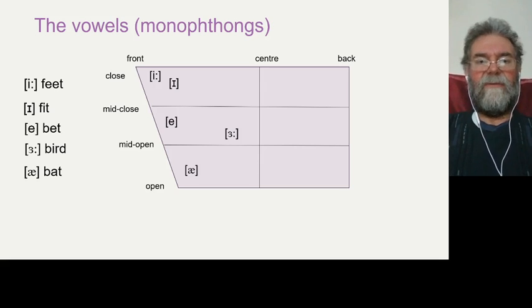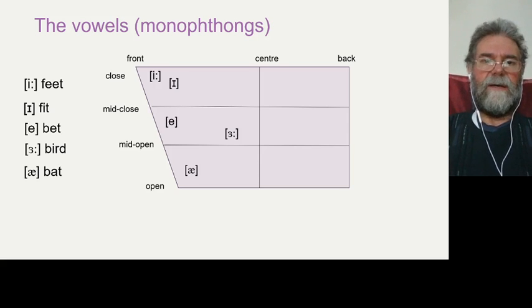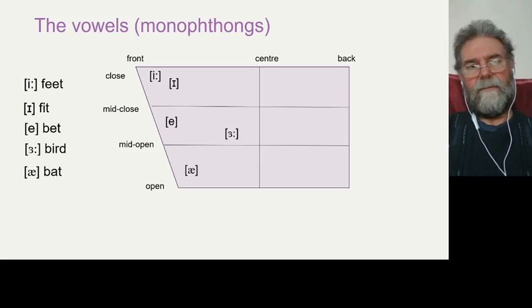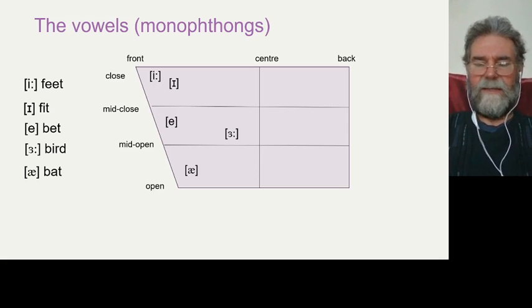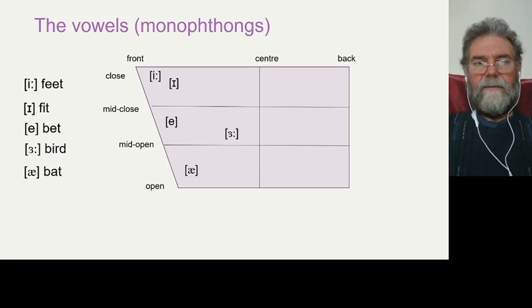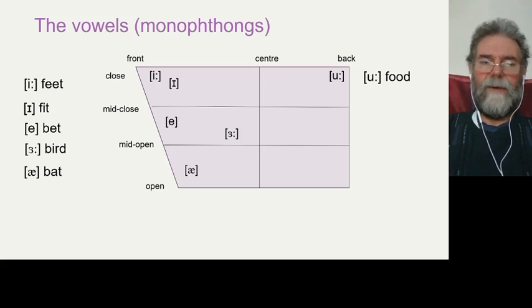As you can see, we've got 5 front vowels differing in their open and close positions, and some of them are perhaps a little further to the centre than the front. Similarly, we have back vowels. Okay, right at the back, but very high, in a close position, we have the oo vowel.